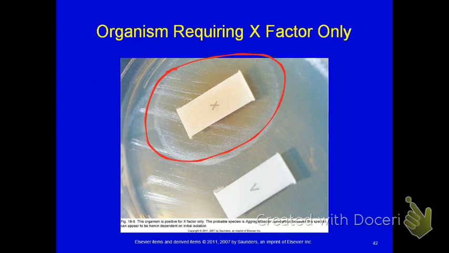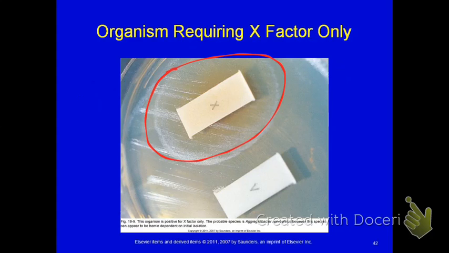Question: in determining whether the organisms require X or V factor, why is it that we're using Mueller-Hinton agar, not the blood agar plate? The answer is that if we use a blood agar plate, it will result in a false positive. Why? Because the blood agar plate itself would already have the X factor, so you won't even know whether the organisms really require X factor or not. So it is more ideal to use a Mueller-Hinton agar plate.